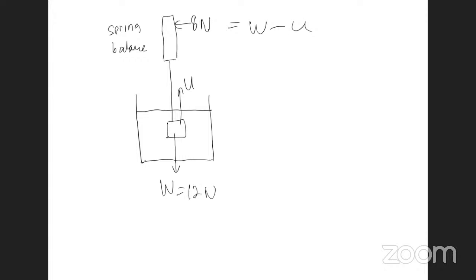Let's go again. This time I don't know what the reading on this scale will be. What's the reading on the scale? 8 newtons, right? Good. I'm going to change the scenario again.